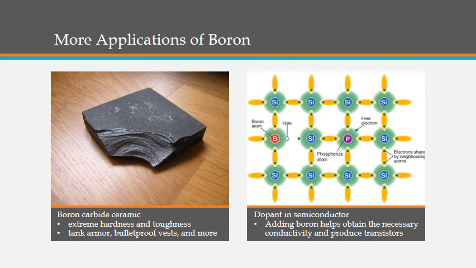On the left-hand side, you can see a picture of boron carbide ceramic. Boron carbide ceramic, with the chemical formula of B4C, is a material with extreme hardness and toughness. It is used in tank armor, bulletproof vests, and many more structural applications and materials.